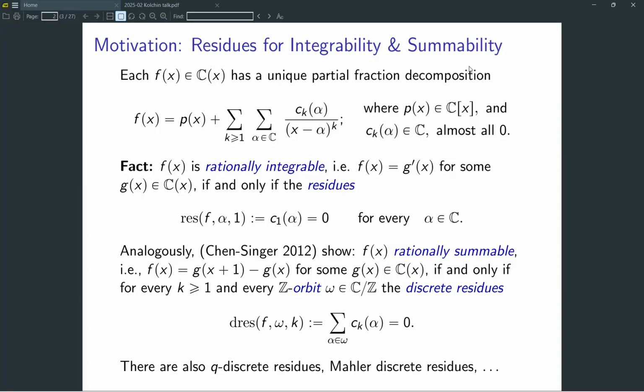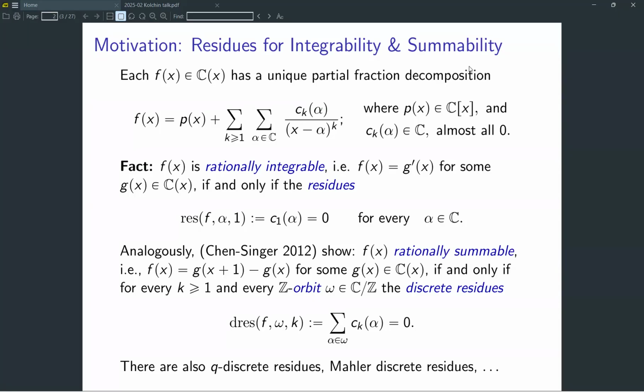What you do is you consider every Z orbit of the complex plane, and then you sum over each individual order of those numerators. And that gives you the discrete residue over that orbit of order k of the function. And it turns out that a function is rationally summable if and only if all of the discrete residues vanish. So the discrete residues form an obstruction to rational summability.